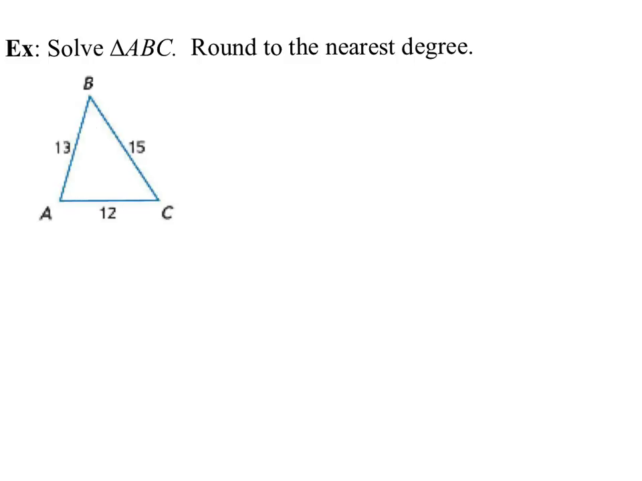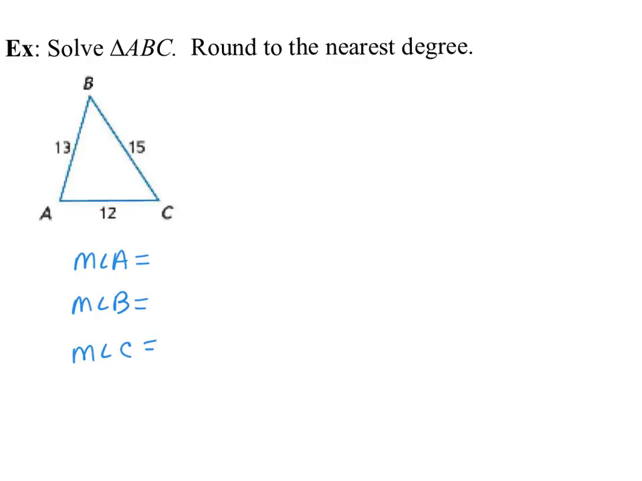So let's just make a list of what we're being asked to find. We need to find the measure of angle A, we need to find the measure of angle B, and we need to find the measure of angle C. So what we'll do is use one of our laws, and let's talk about which law we want to use. Well, notice we're not given any angles here. To use the law of sines, we need to know at least two angles. So clearly we're going to have to use the law of cosines, and we'll actually use the law of cosines twice. Why don't we use the law of cosines to find angle A, and then we'll use the law of cosines to find angle B.